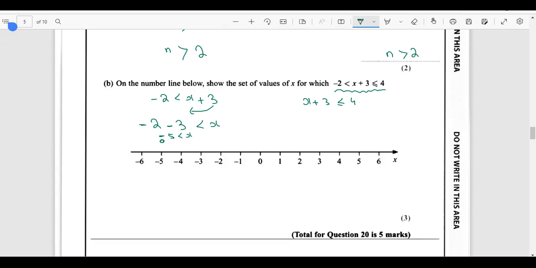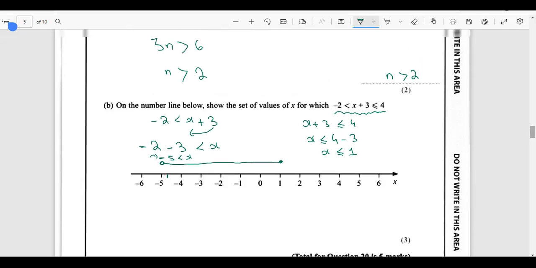And then for this one, we will have x less than or equal to 4 minus 3, and it would be x less than or equal to 1. Now it would be a filled circle, and we will be connecting this line. So this would be the answer. Although -5 is not included, we still need to show that it's starting from -5. So it could be -4, -4.5, -4.9. All of that is included. So you have to be careful with that. All right, so this was the second part. Any doubts with this?